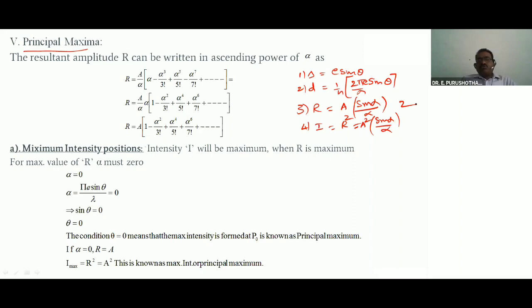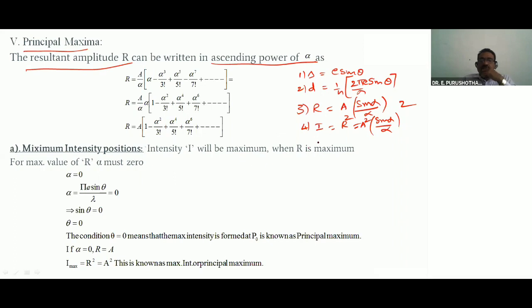So we have completed up to intensity value I is equal to A square (sine alpha by alpha) whole square. So very, very important: principal maxima. They will ask in examination: distinguish between Fresnel and Fraunhofer diffraction and explain the principal maxima conditions and minima conditions in Fraunhofer diffraction at single slit. So you see here, the resultant amplitude capital R can be written in ascending power of alpha.